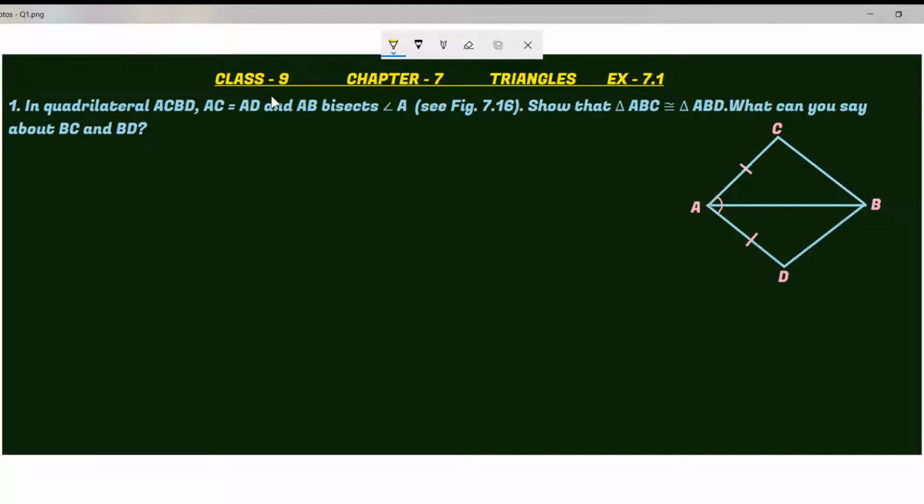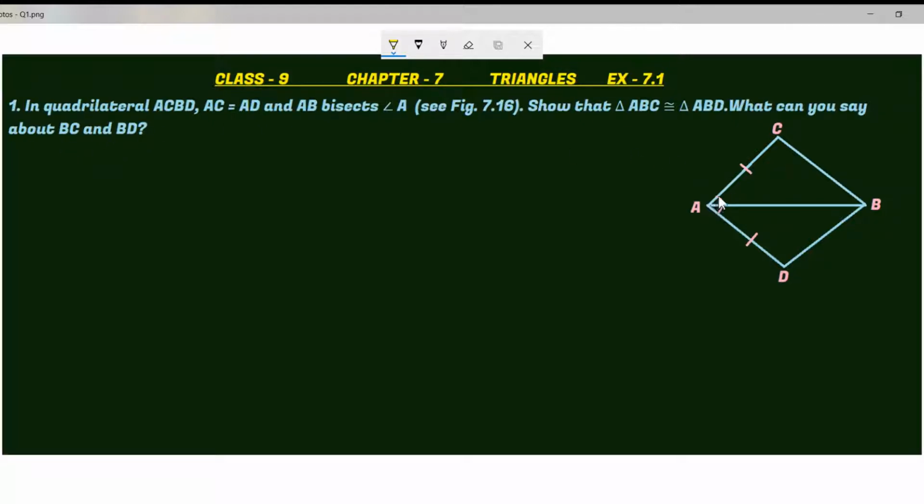In this video, I am going to teach you Class 9, Chapter 7, Triangles, Exercise 7.1. First question. In quadrilateral ACBD, AC is equal to AD and AB bisects angle A. Show that triangle ABC is congruent to triangle ABD. What can you say about BC and BD?